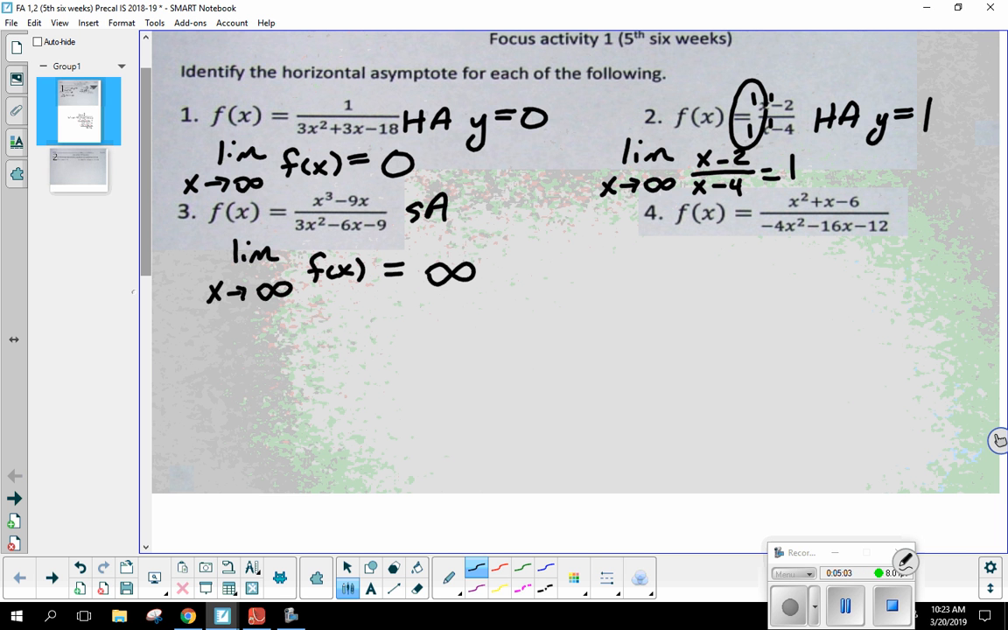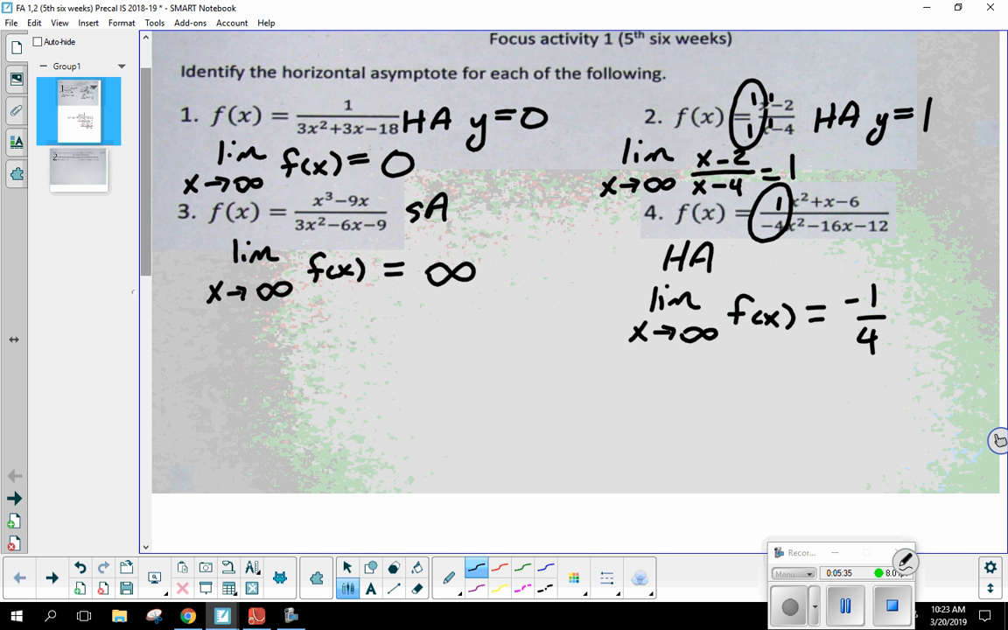Okay, well, what about 4? x squared plus x minus 6 over negative 4x squared minus 16x minus 12. The same or different degrees? They're the same. So that means a horizontal asymptote. If they're the same, what was that trick again? I don't remember. Divide the leading coefficients. Okay, so I can say the limit as x approaches infinity of f of x, what is that limit? Negative 1/4. There you go.